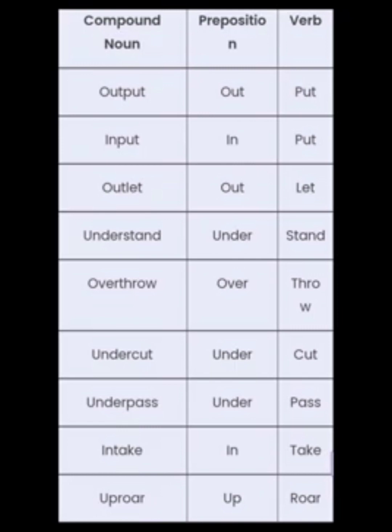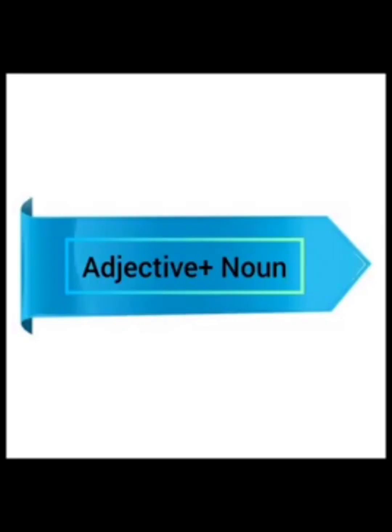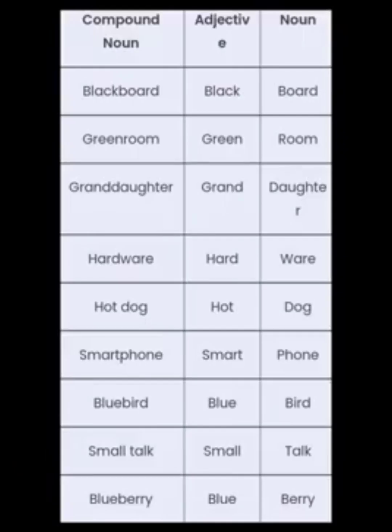Next is the combination of adjective plus noun. Black is an adjective and board is a noun. So the compound word is blackboard. Green room, granddaughter, hardware, hot dog, smartphone, bluebird, small talk, blueberry. These are the examples of compound nouns that are formed with the help of adjective and noun combination.